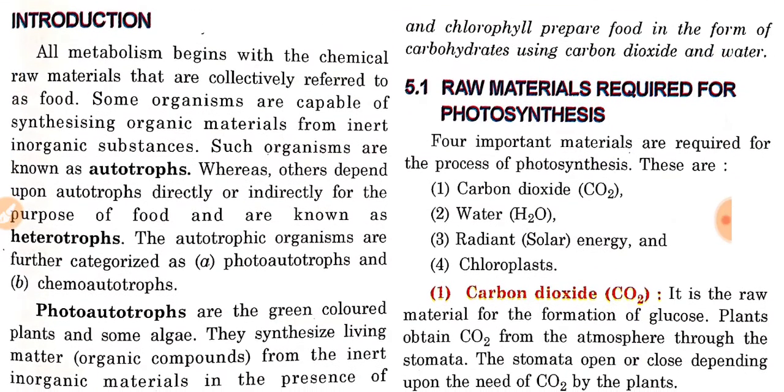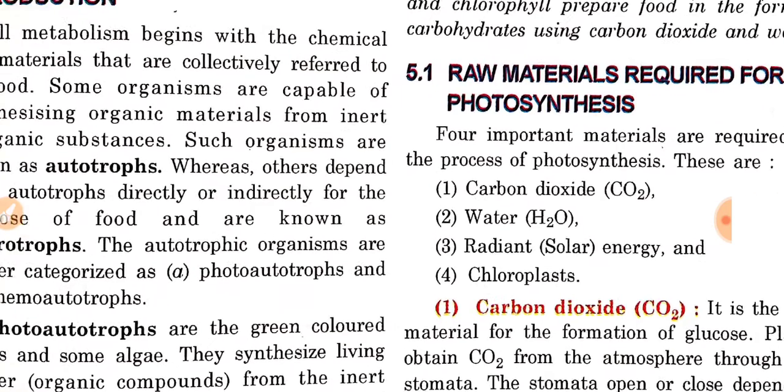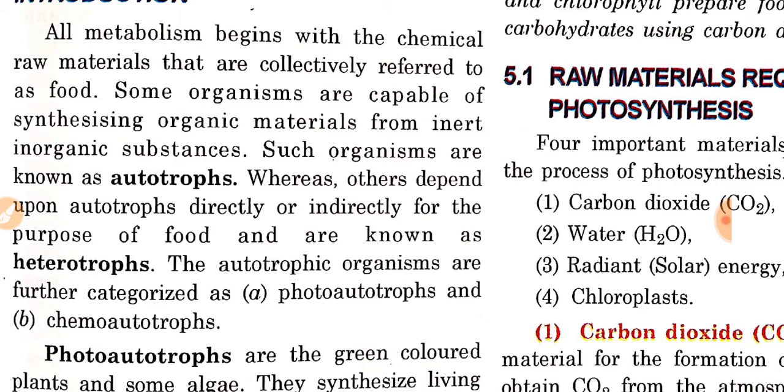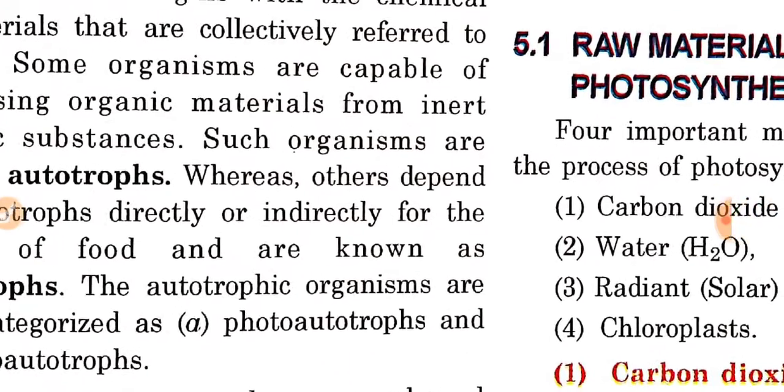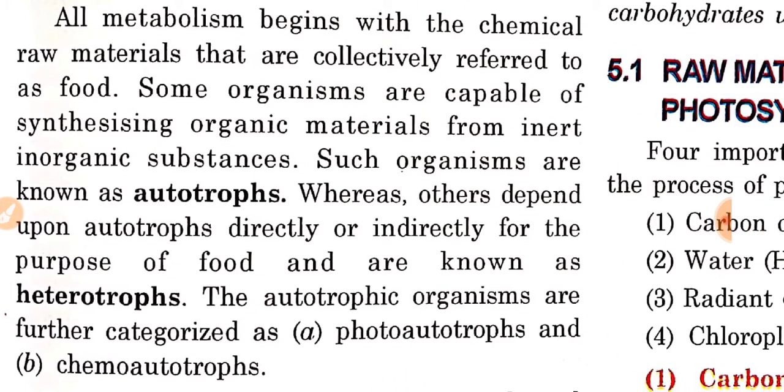If we start with the introduction, all metabolism begins with the chemical raw materials that are collectively referred to as food. Some organisms are capable of synthesizing organic material from inert inorganic substances. Such organisms are known as autotrophs. Mainly plants are the autotrophs, whereas others depend upon autotrophs directly or indirectly for food and are known as heterotrophs. These are some general things which you already know.